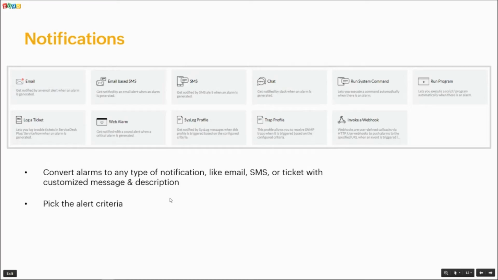So here the notification feature allows you to convert the alarms to a specific notification like email, SMS, or a ticket with a customized message and description. And you can pick the criteria pretty easily and customize it as well, instead of receiving a notification for each and every alarm which is raised within OpManager.